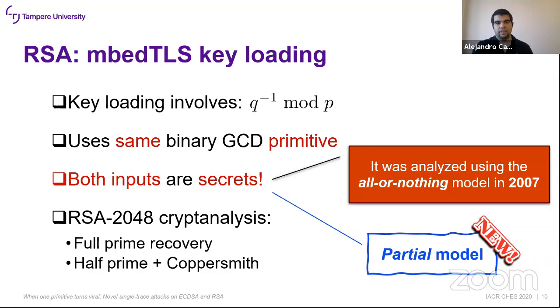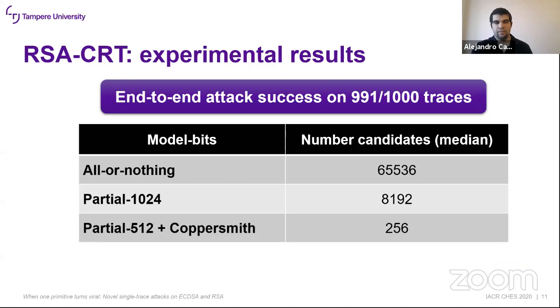The other attack targets RSA. In this library, when a private key is loaded, the CRT parameter, the inverse of Q modulo P, is computed. This computation uses the same binary GCD primitive. In this use case, both inputs are secrets. This was analyzed using the all or nothing model back in 2007. However, no publication has been done regarding the partial model. For this attack, we also repeated the attack 100 times, obtaining a similar success rate, 99%.